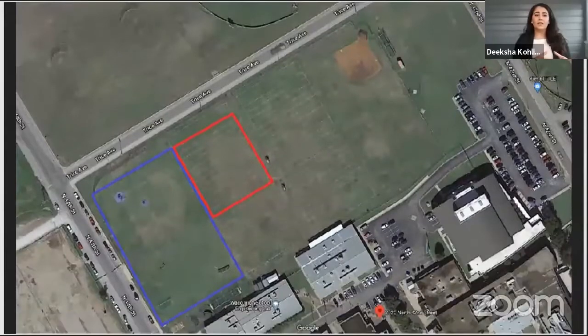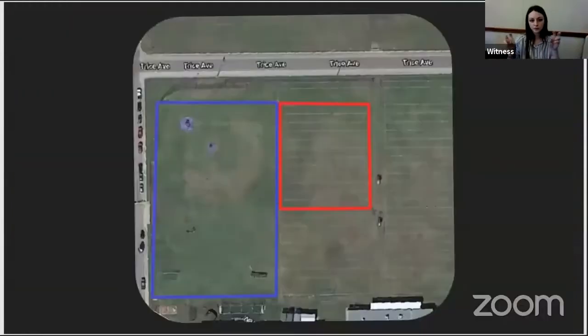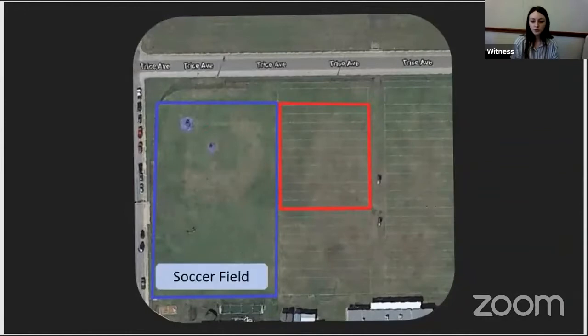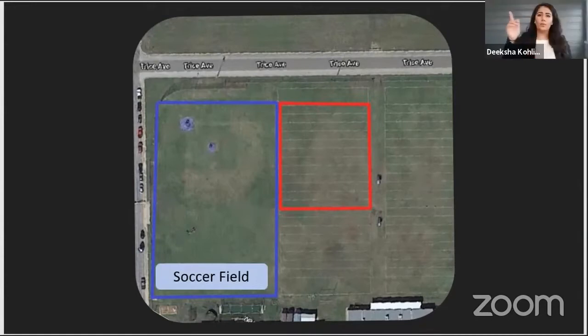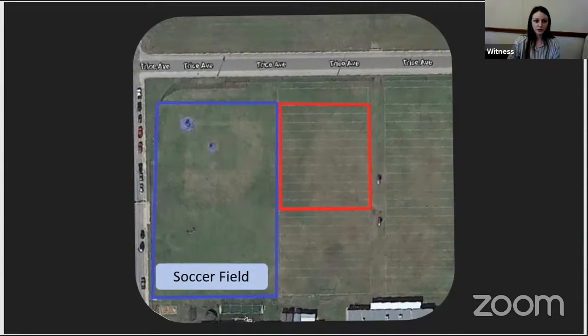So Ms. Saracen, what's the blue box? So the blue box is what we call the soccer field. It's where we do all of our drills for the most part and where we do our scrimmages and stuff like that. And what's the red box? So that is where we would do the Burma Road drill specifically.